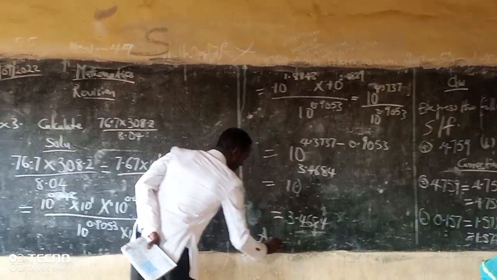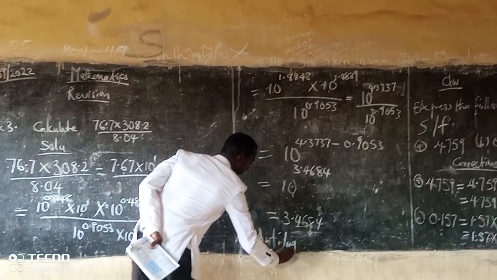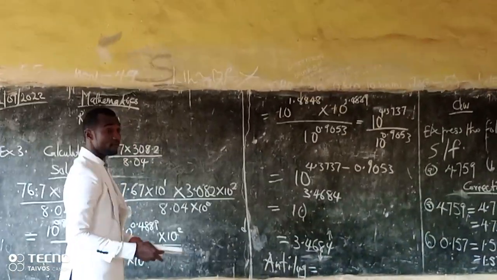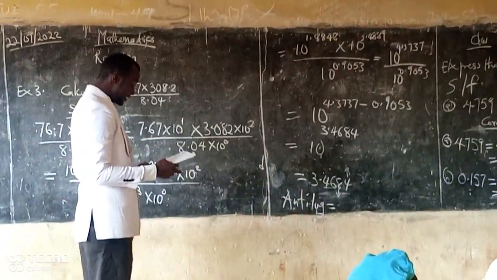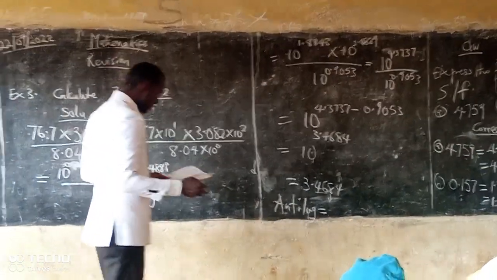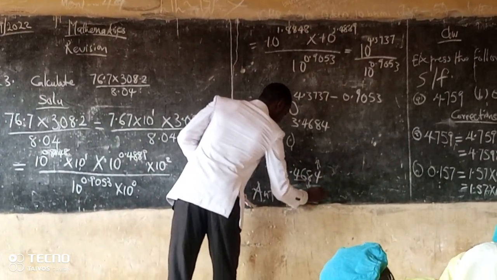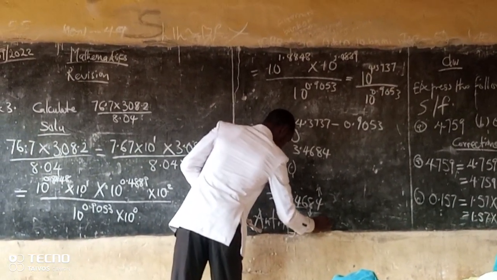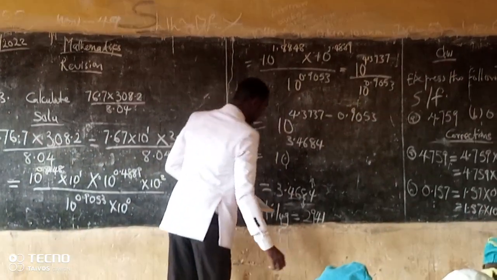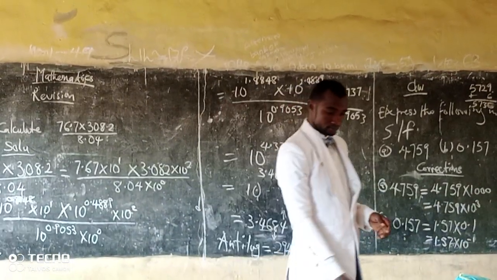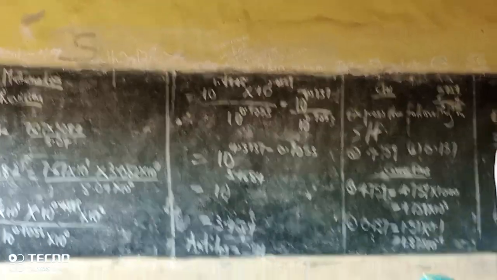Antilog, answer of points 4 6 under 8, difference of 4. Can someone help me, Charles? What do you have?